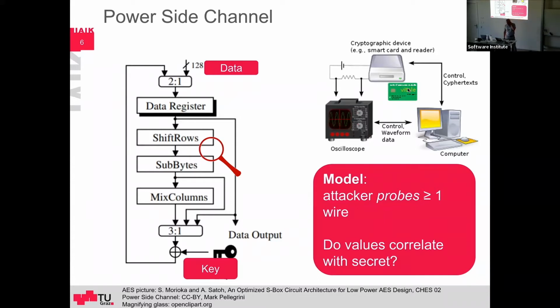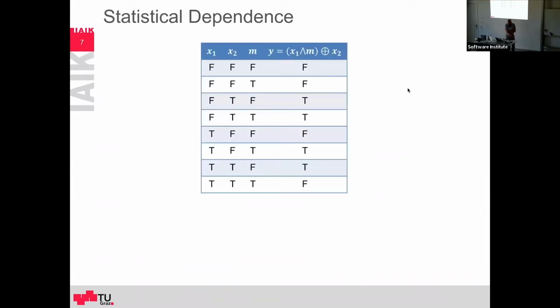Now I want to go down a little bit of mathematics right away. The question is, if I look at the wire and I know what's going on in the wire, can I conclude something about secrets that have been used? What we're going to be using is statistical dependence. Here you see a more or less random Boolean function. There are 3 inputs, x1, x2, and m, and a truth table.